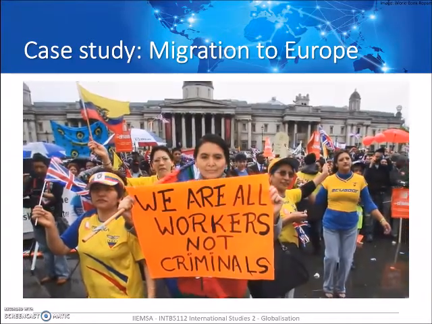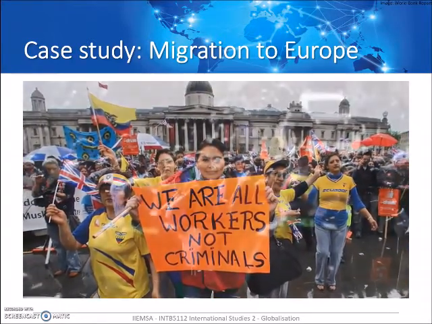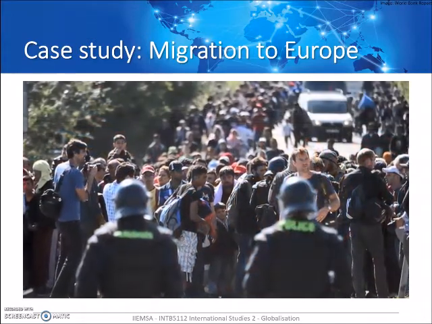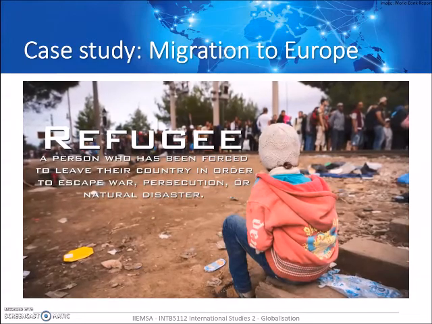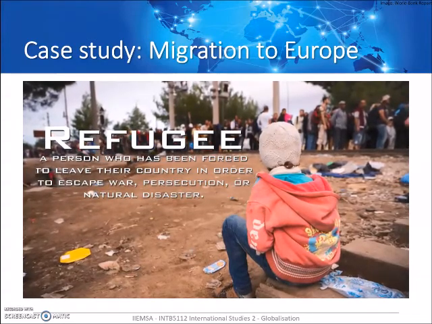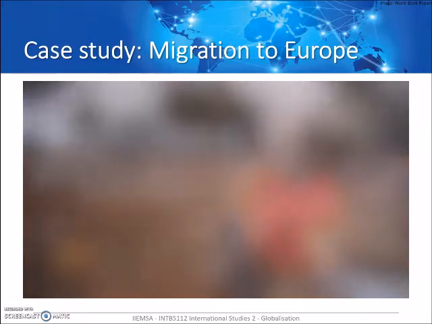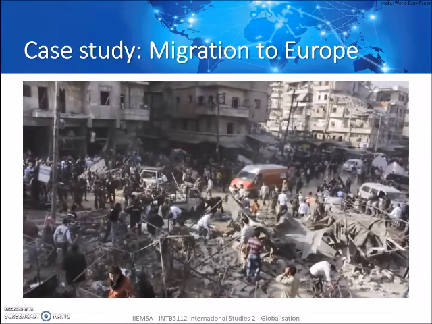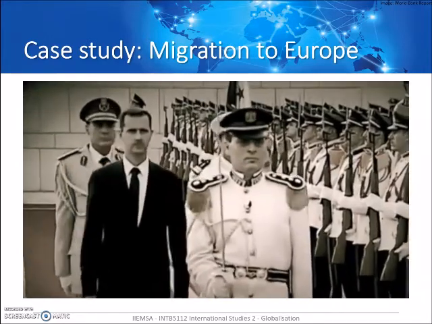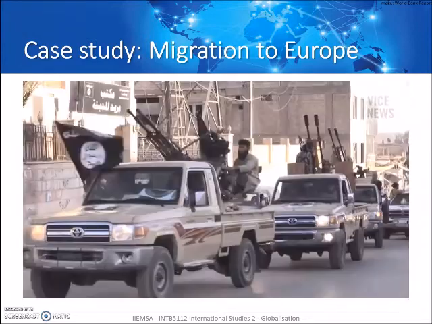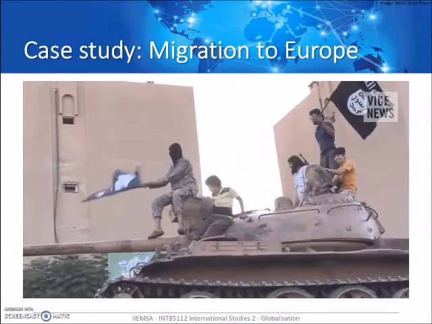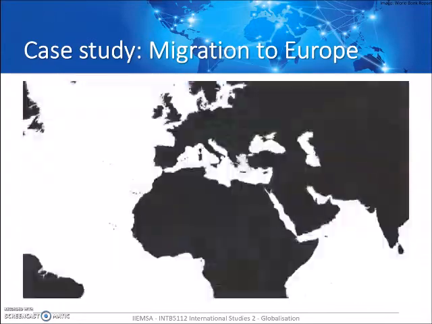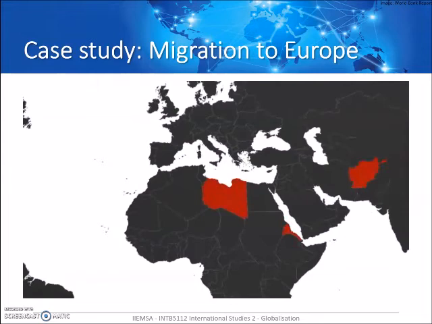Europe is used to receiving economically motivated migrants, but they're not used to being overwhelmed by refugees. A refugee is defined as a person who has been forced to leave their country in order to escape war, persecution, or natural disaster. The brutal civil war against a mad dictator in Syria has caused over 4 million people to flee that country. The rise of the Islamic State in Syria and Iraq is causing millions more to leave their countries in search of peace. But refugees are also from Libya, Eritrea, Afghanistan, Nigeria, Sudan, Senegal, and Somalia.